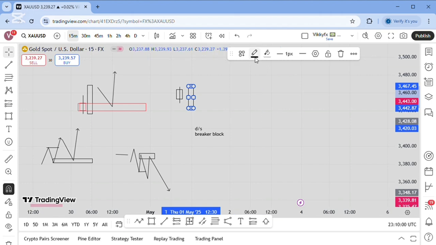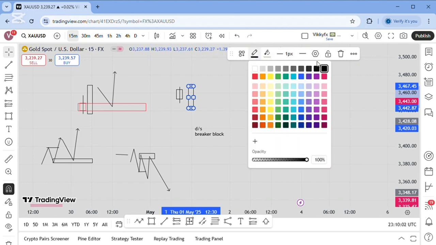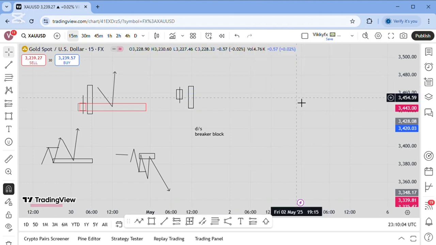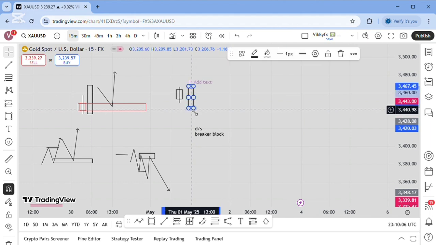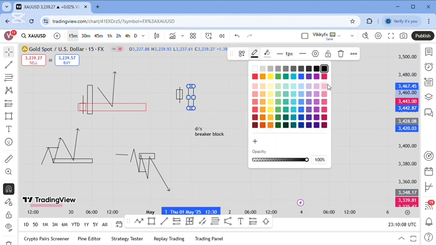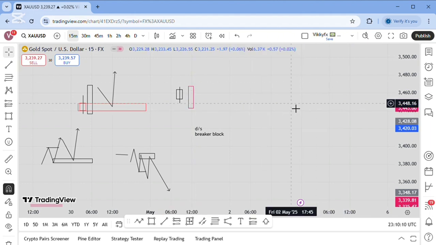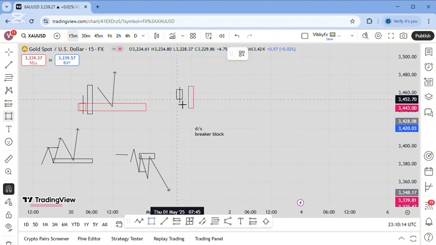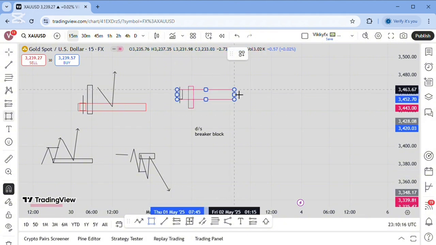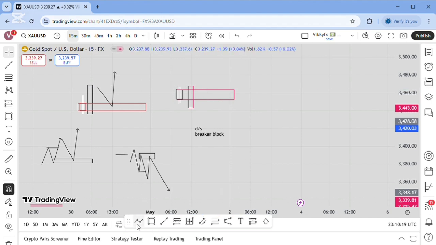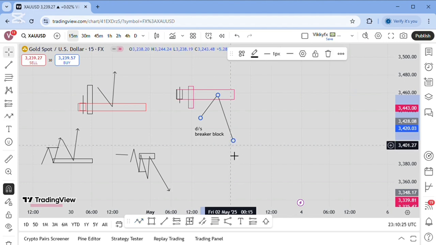So let's make this red. You mark this as your supply zone. This is your supply zone, and then you wait for what? You wait for a retest, then you sell from that zone.